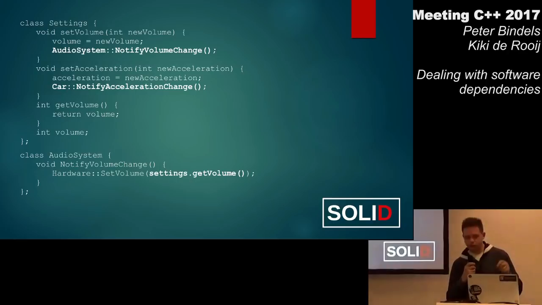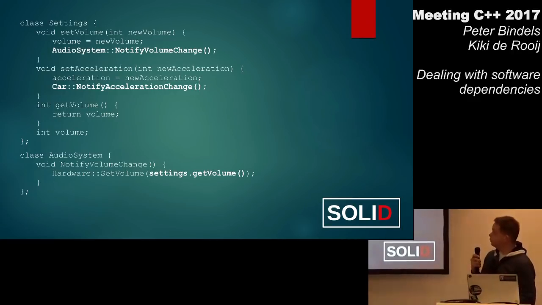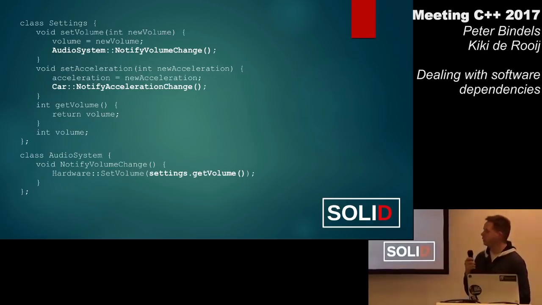So this leads to a system that if I would like to make an MP3 player with this, I can reuse the audio system, because components, we like to reuse them. We take the audio system, but it requires to have settings. So we include the settings as well. The settings have a dependency towards car, which means that my MP3 player now has to be a self-driving car as well. That's not a good thing.